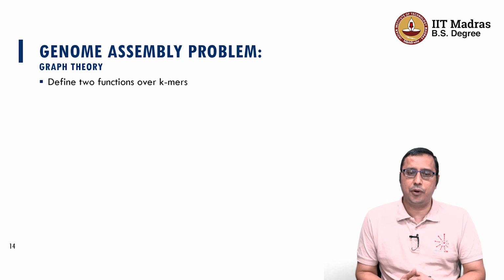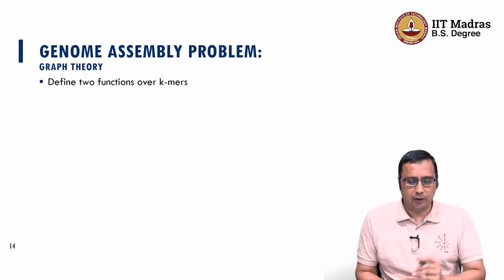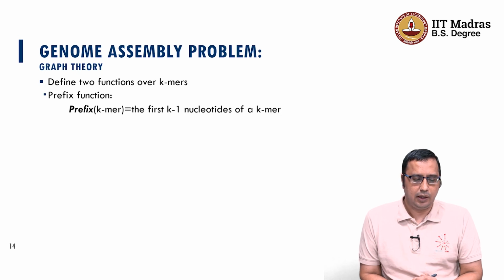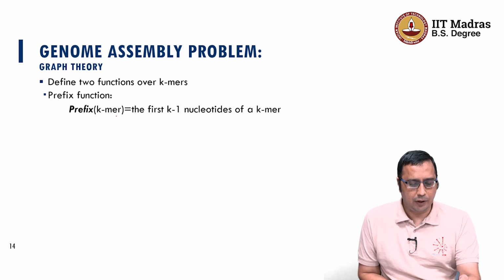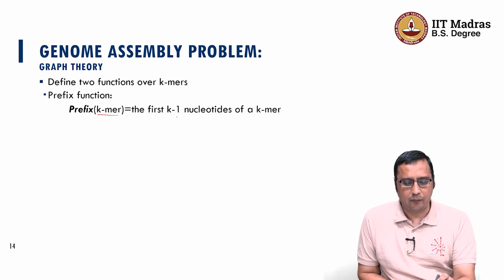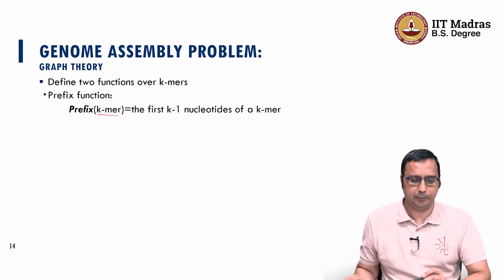Hence, we are now going to use graph theory to improve our approach. Before I go into that, I am going to define two functions over k-mers. The first function is the prefix function. When I apply the prefix function on a k-mer, the output is the first k-1 nucleotides, or first k-1 letters, of the k-mer.